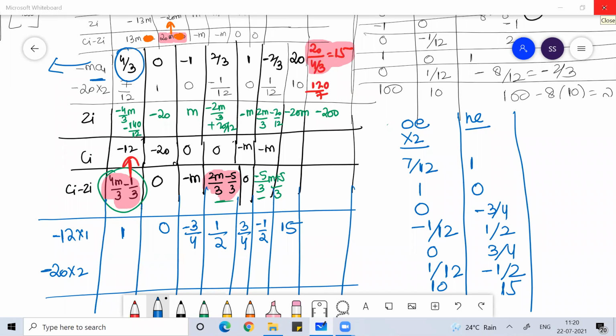Okay, guys, the constant here for the x2 is 7 by 12. So your formula would be old element minus 7 by 12 of new element. So this will be 0, this will be 1, minus minus plus 7 by 12 into 3 by 4. So 4 threes are 12, this is 7 by 16.